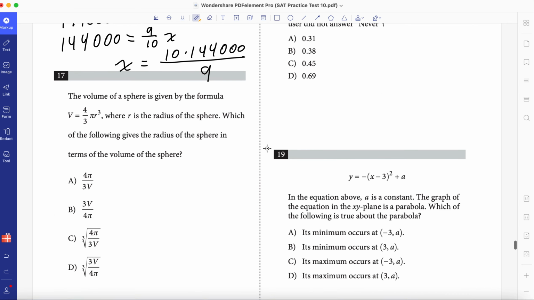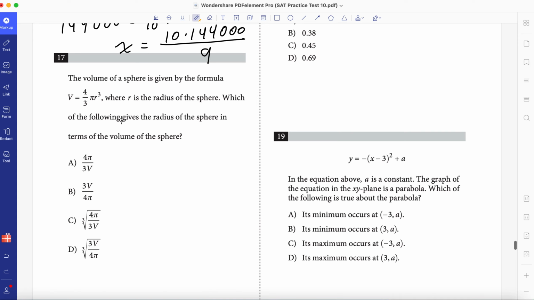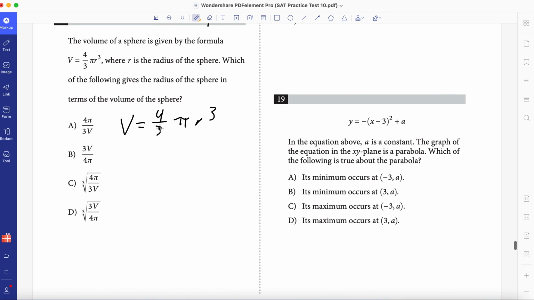And now we move on to number 17, where it tells us this is the volume of a sphere, which of the following gives the radius of the sphere in terms of the volume of the sphere. So in this case, we just want to solve for the radius. So we know volume equals 4/3 pi r cubed. And now let's multiply. So 3/4 volume is going to equal pi r cubed.